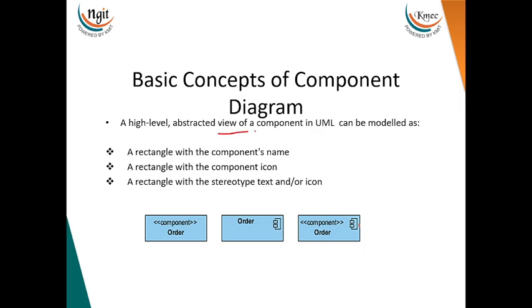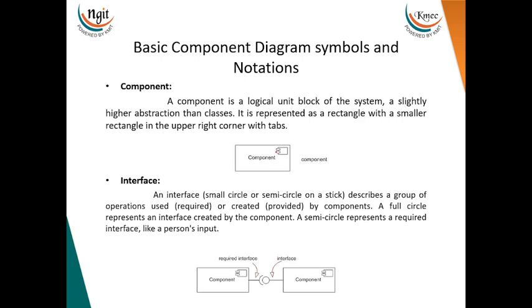Okay, a high level abstract view of a component. A rectangle with the component name, a rectangle with the component icon, or a rectangle with a stereotype text. This is the basic component. It can be represented in three ways, a rectangular box like this. If you represent it this way, this is a component box with a name, correct? This is the basic component diagram. That is what we have.